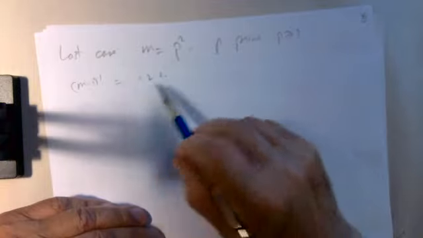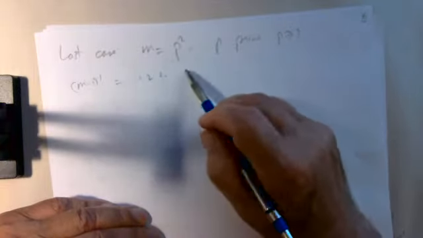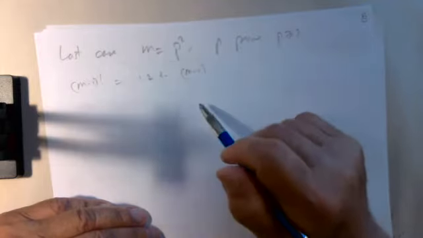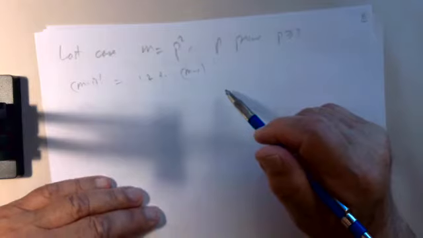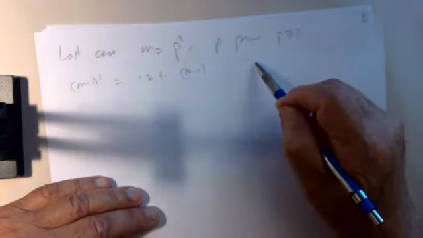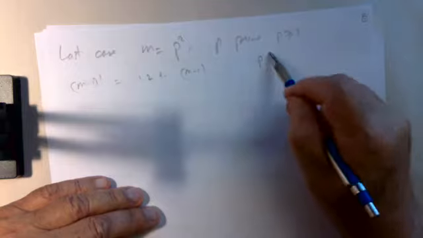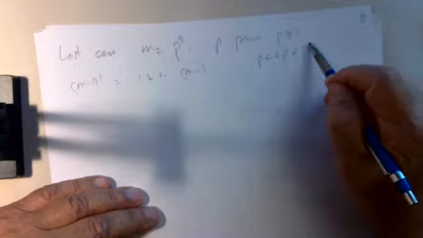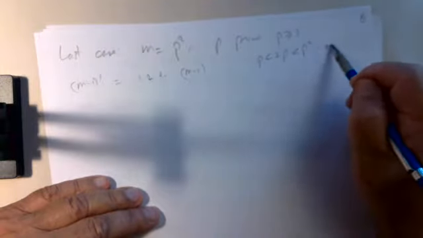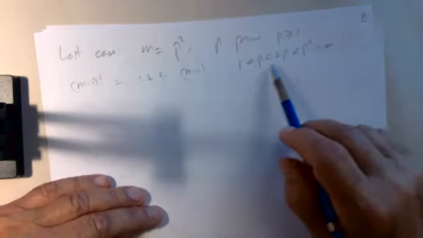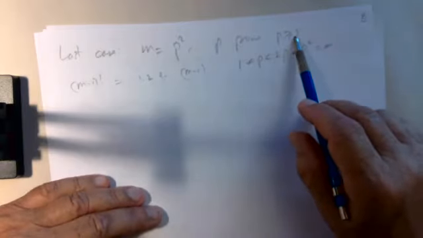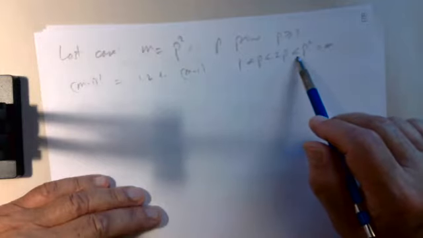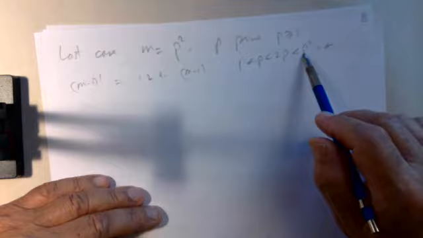So we have M minus 1 factorial. This is all the numbers up to M minus 1 multiplied together. We have P is less than 2P is less than P squared. Right? P is a prime at least 3. So P is less than 2P is less than 3P.